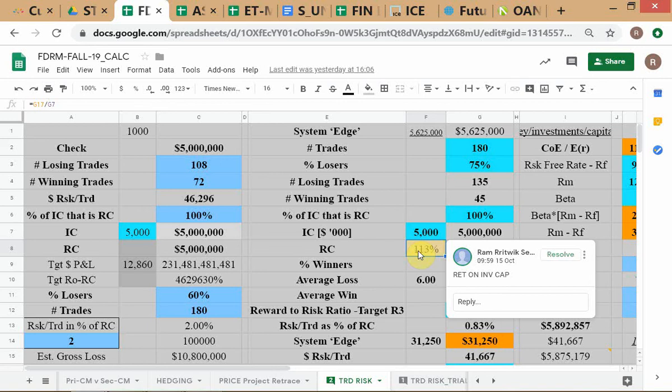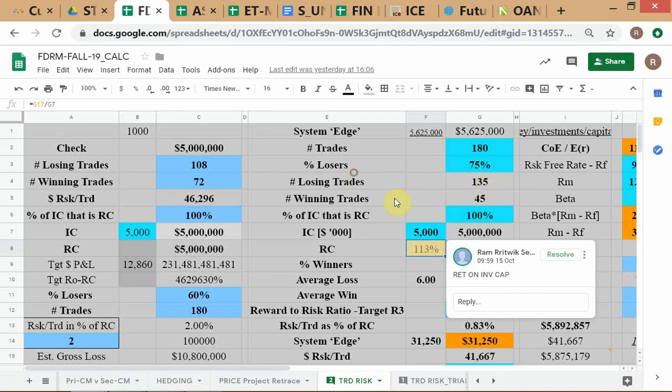From that, using the system edge, you can figure out, because this dollar amount of profit is the same as the system edge times number of trades. So from there you can figure out the system edge, and you've already made assumptions about total number of trades and average loss. So the only thing unknown is the average win. From this you can figure out the average win.